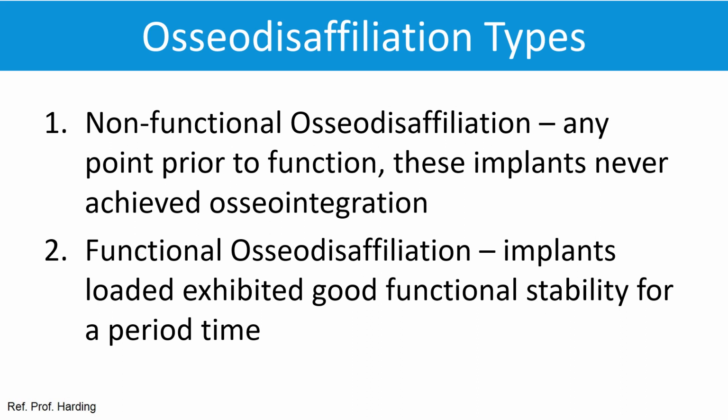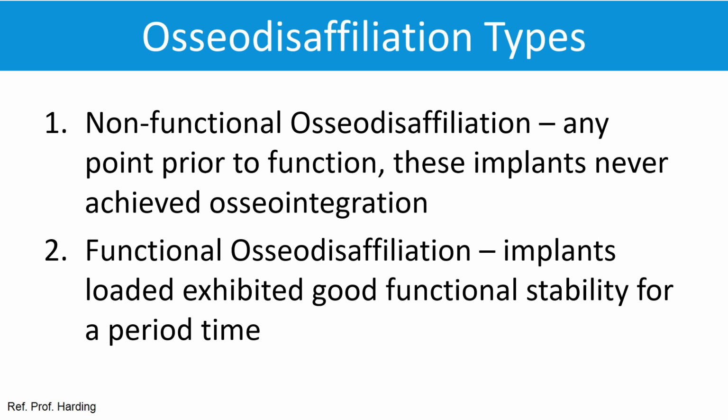Now the next one is a functional osteodisaffiliation. So this is where implants have been loaded and they've exhibited, at least initially, good functional stability for some period of time. So this takes into account failures of the bone when it is immediately loaded. Now you'll notice that I'm avoiding the term failed implant and I'm using the terminology failure of the bone.